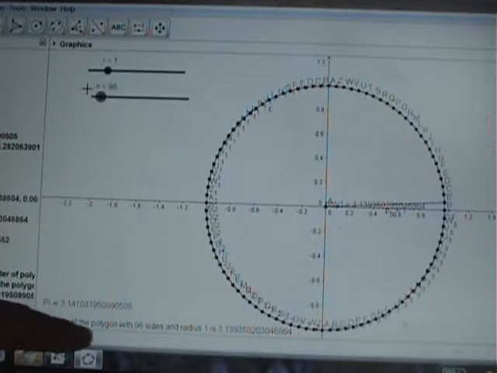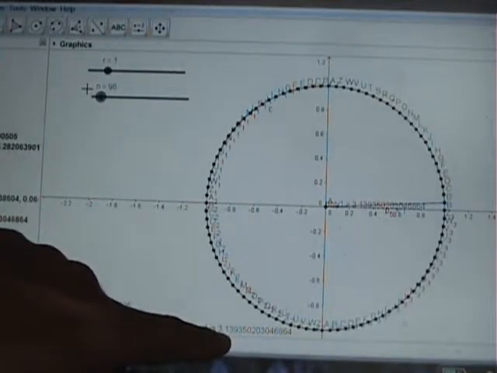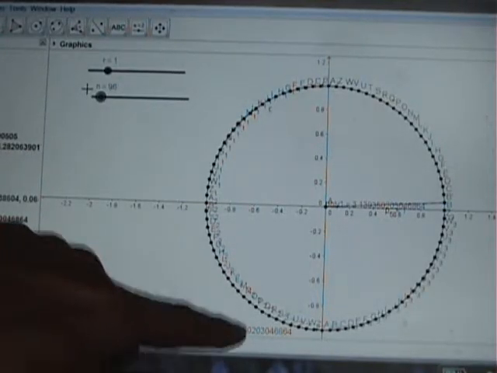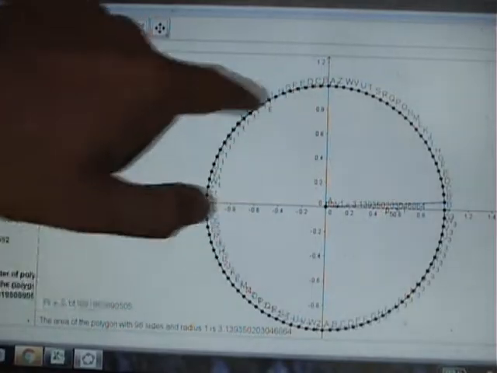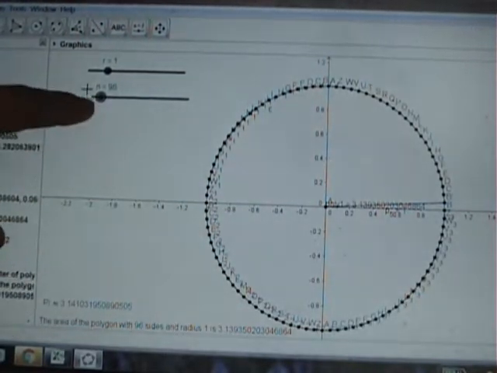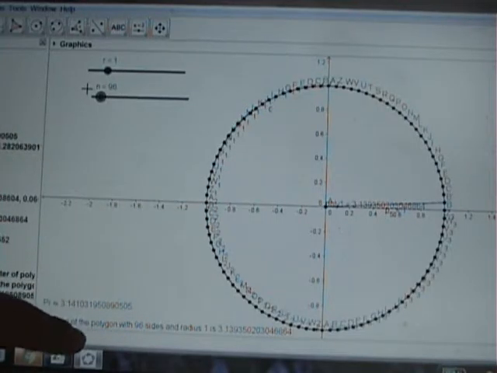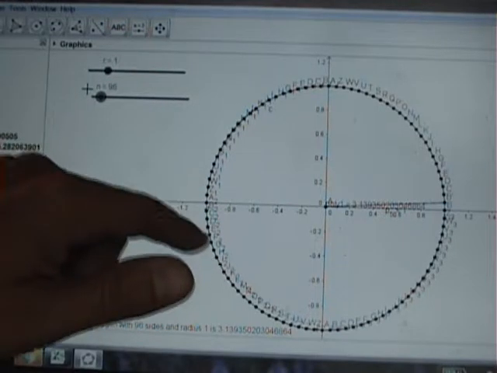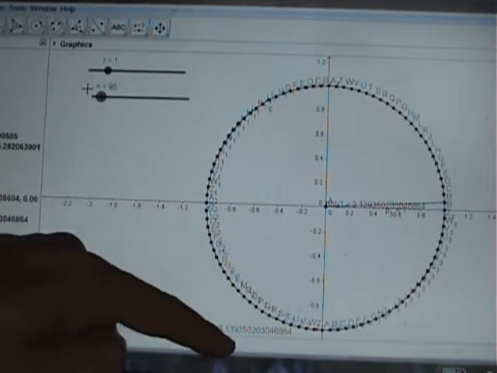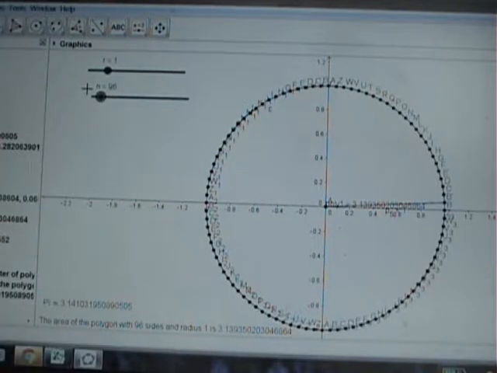Okay, the area of the polygon with 96 sides and radius 1 is going to be 3.139, which is very close to 3.14. So Archimedes got a very close approximation of pi with only 96 sides. Again, as the number of sides and vertices of the polygon increase, it's going to resemble a circumference, and so the area is going to be close. So as we're doing our division, we're going to get a number close to pi.